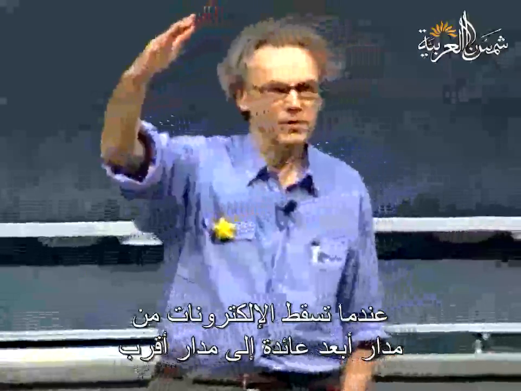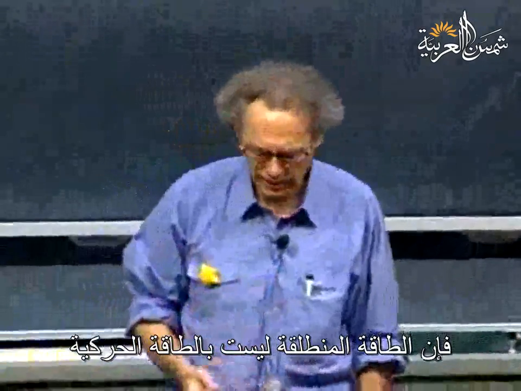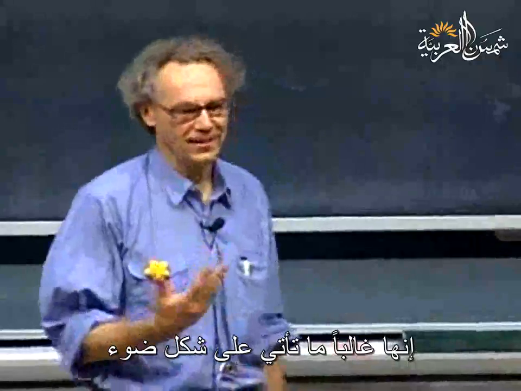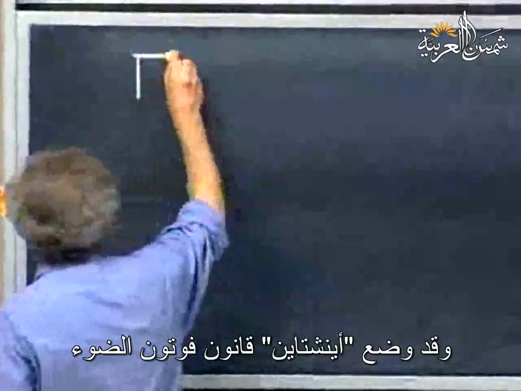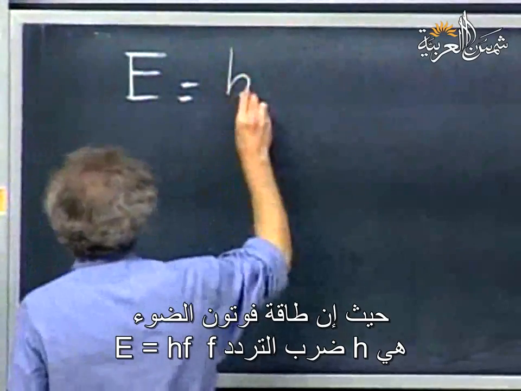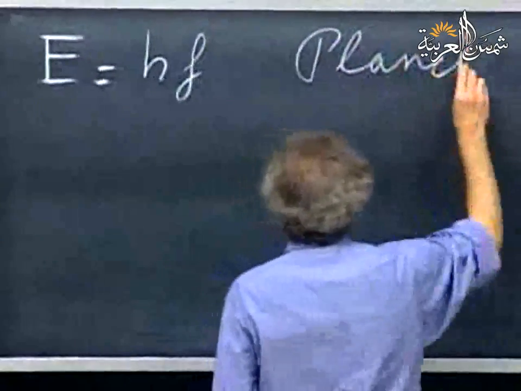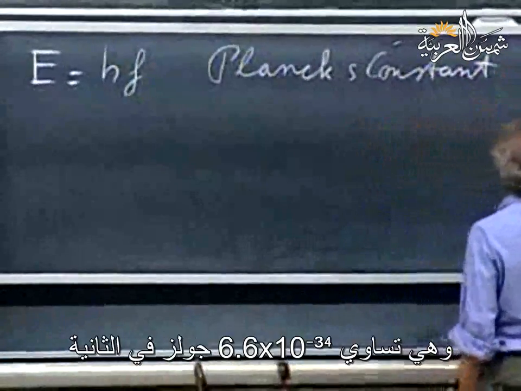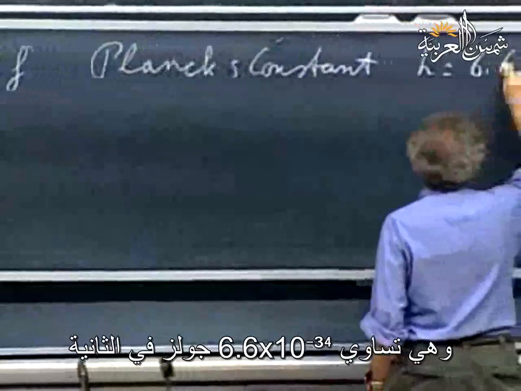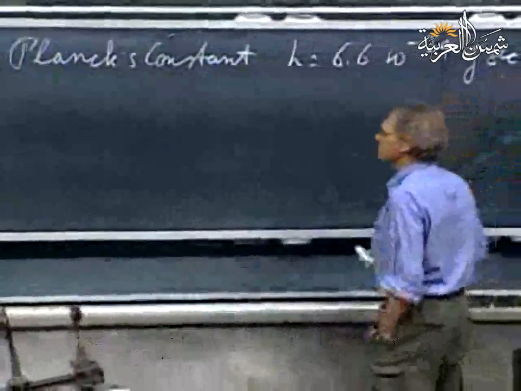When electrons fall from an outer orbit back to an inner orbit, it's not kinetic energy that is released, but it comes out often in the form of light, electromagnetic radiation. Light has energy. Einstein formulated that the energy of a light photon is h times the frequency, and h is Planck's constant, named after Max Planck, and h is about 6.6 times 10 to the minus 34 joule seconds.